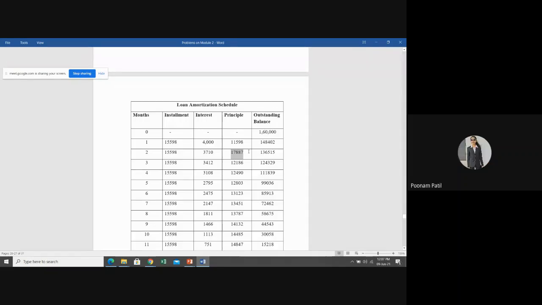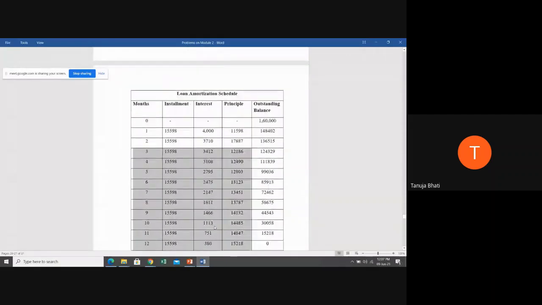Installment minus interest. So it is 15,005.598 minus 3,710. How do I get this outstanding balance? Yes, students. It is 1,48,402, 1,48,400 minus 17,887. Okay.